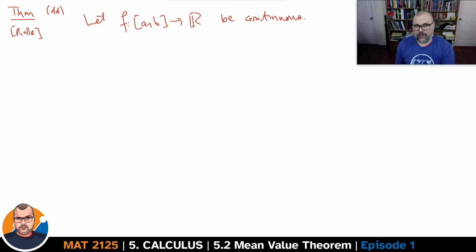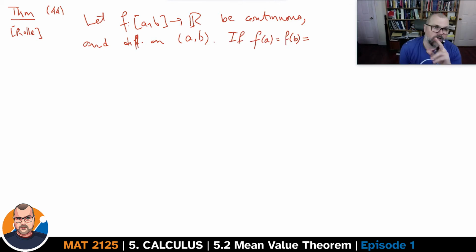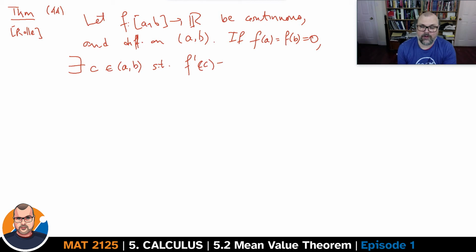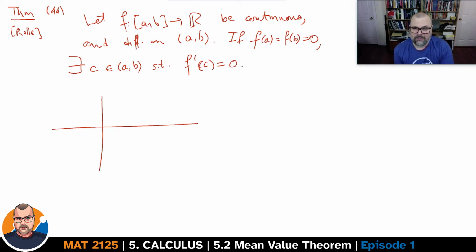Assume that it's differentiable on the interior of the interval AB, so the open interval AB. If the function takes on the value 0 at both A and B, then you're able to find some point in the interval such that the derivative at that point is 0. Does this make sense? Let's draw a little diagram here.